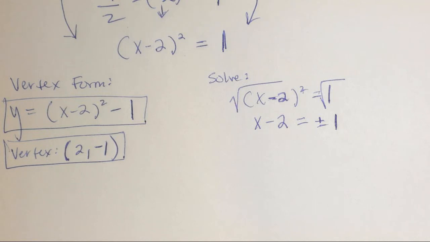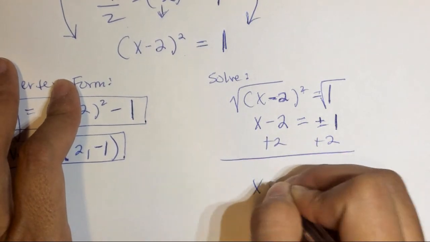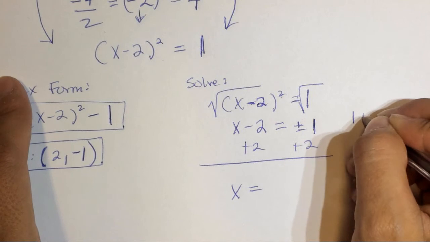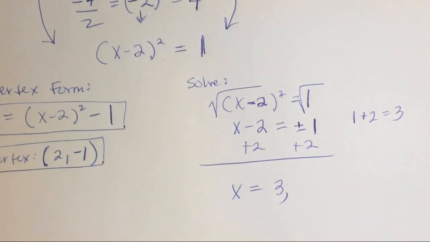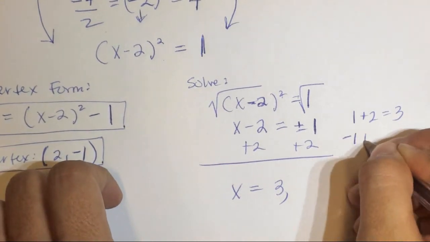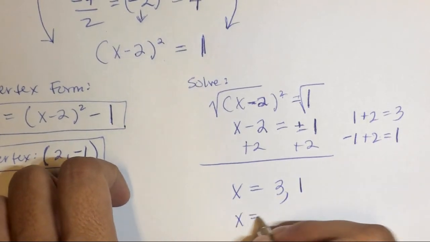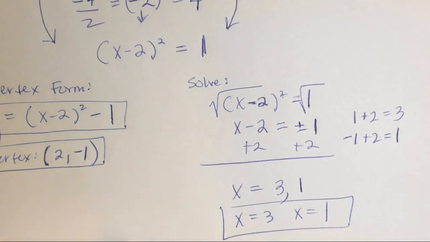And then I'm going to add 2. So I get x equals positive 1 plus 2, which gives me 3. So your first answer is 3. And then I have negative 1 plus 2. 2 minus 1 is 1. So your answer is x equals 3 and x equals 1. Those are my solutions.